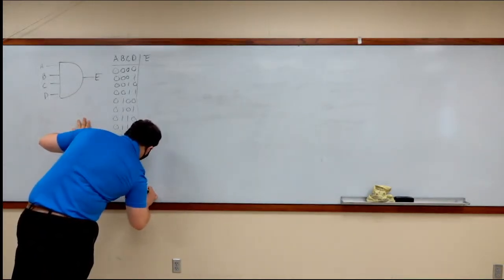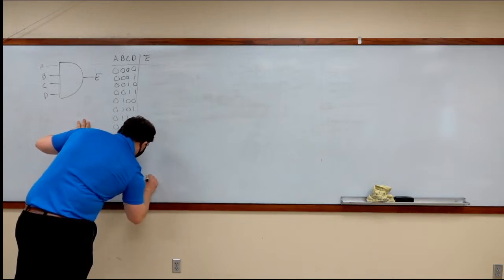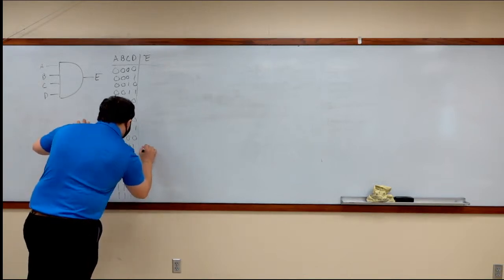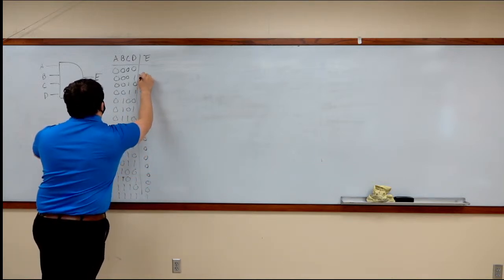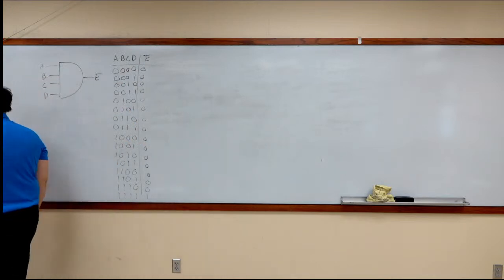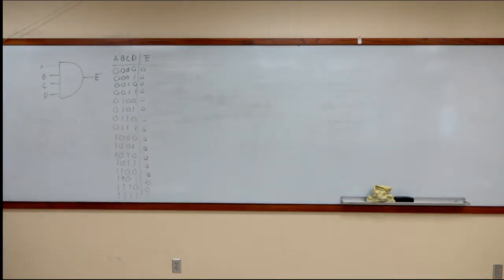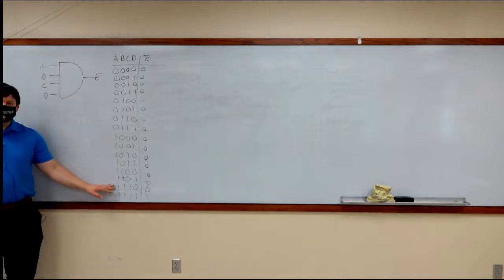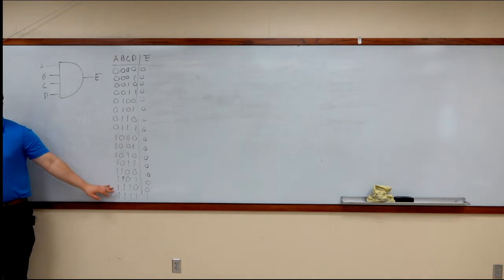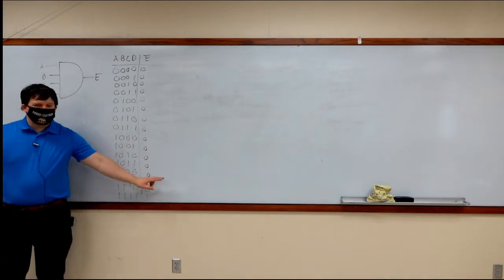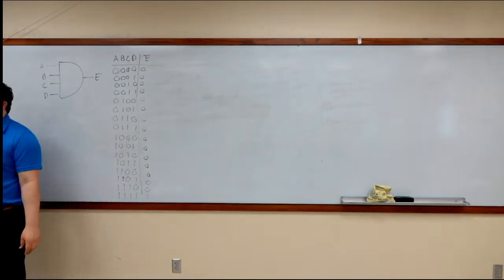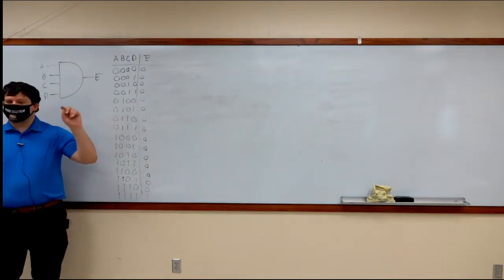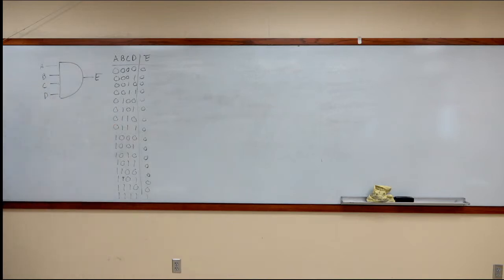I have to write 0 15 times. And that's our truth table. If we plug in A and B and C into the system, we would expect that E would be 0 if D is 0. If any one of these inputs is 0, we would expect the output to be 0.